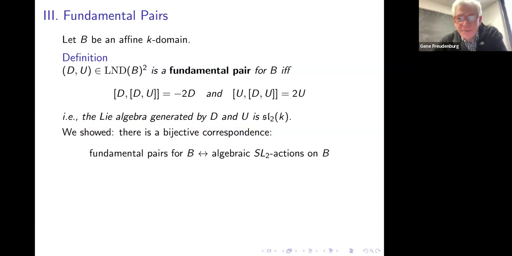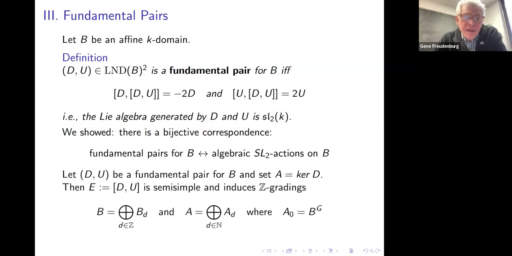So that's nice because it means there's much less to verify along the way. Okay, so let D, U be a fundamental pair for our ring B, and let capital A be the kernel of the first one, D. Then let E represent the bracket of D and U. That is semi-simple, as I said, and as such, it induces Z-gradings of the ring.